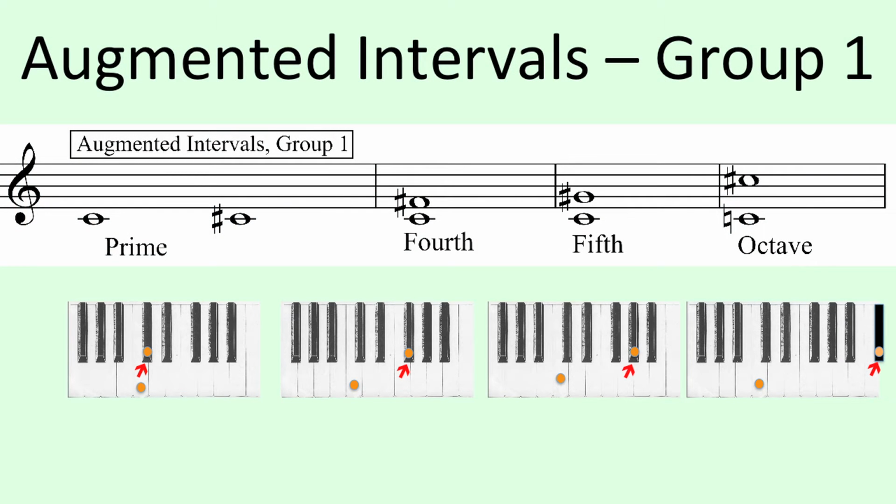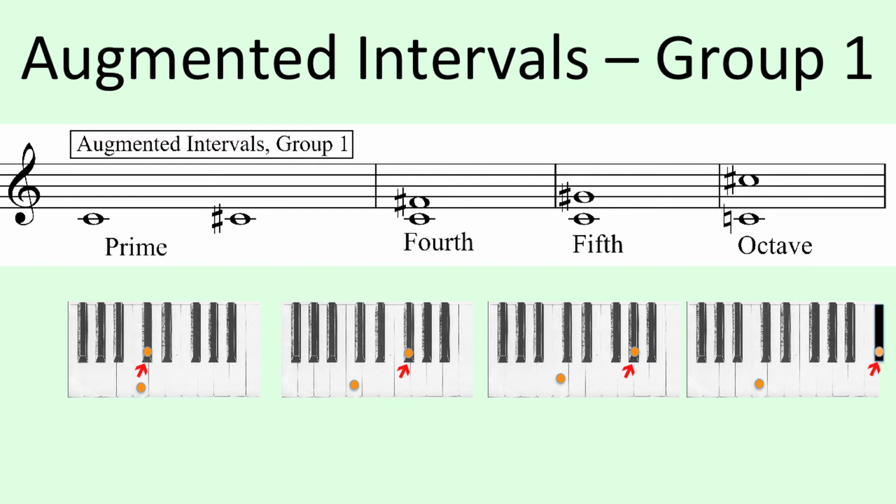Raising the upper tone of a perfect interval by a large or chromatic semitone creates an augmented interval. Observe that the numerical names do not change, though the augmented prime, augmented fourth, augmented fifth, and augmented octave all sound quite different. These are chromatic intervals, and the word chromatic means colorful.